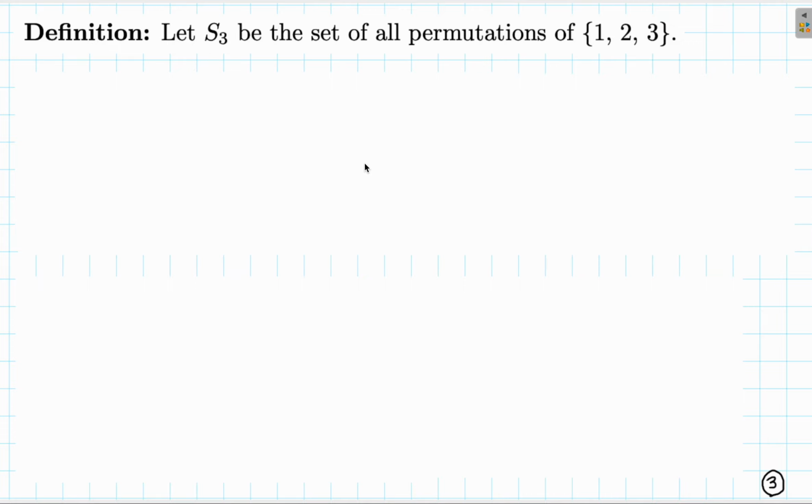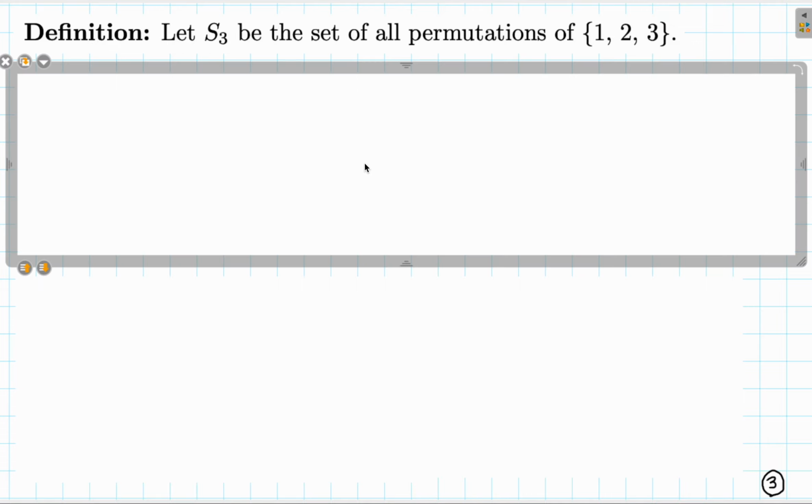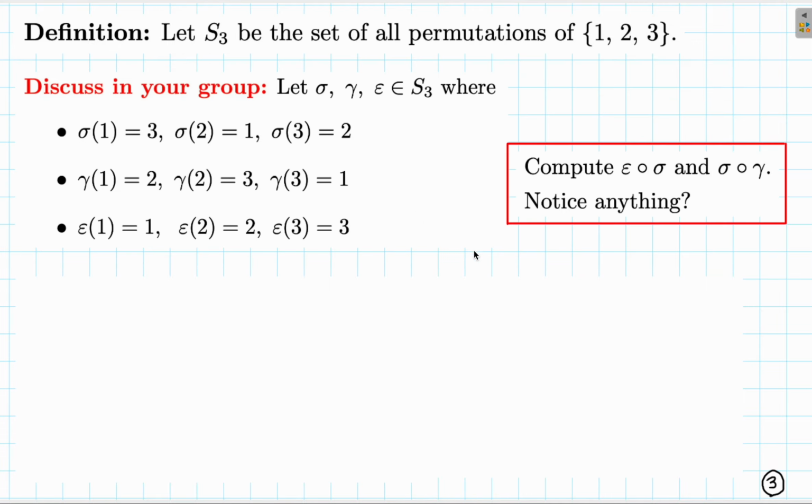So let's do some calculations this time. We'll ask you to do it. If you could pause the video. There are three permutations here: sigma, gamma, and epsilon, defined as follows. If you could compute epsilon composed with sigma, and then also sigma composed with gamma, and see if you notice anything interesting. So please pause the video and do those two computations.